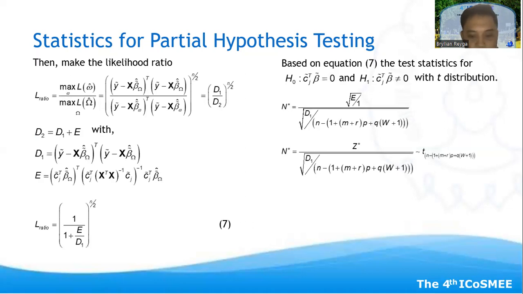Then make the likelihood ratio to get the test statistic and the distribution of the test statistic. Equation 7 is the likelihood ratio. Based on equation 7, the test statistic for the null hypothesis and alternative hypothesis follows a t distribution.